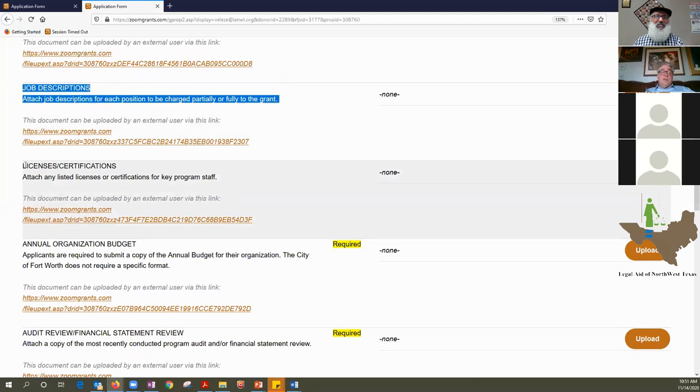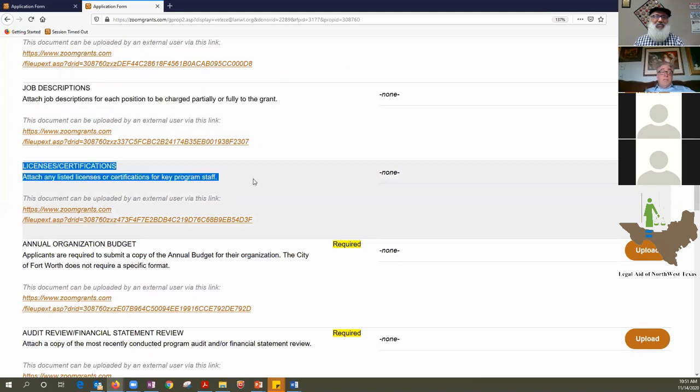Licenses and certifications. In our case, Legal Aid of Northwest Texas, every attorney has to be licensed by the State Bar of Texas. So we say that in our grant applications, and we list and we tell them that every attorney that is associated with the organization is licensed in the state of Texas. And for us, that is sufficient, generally.